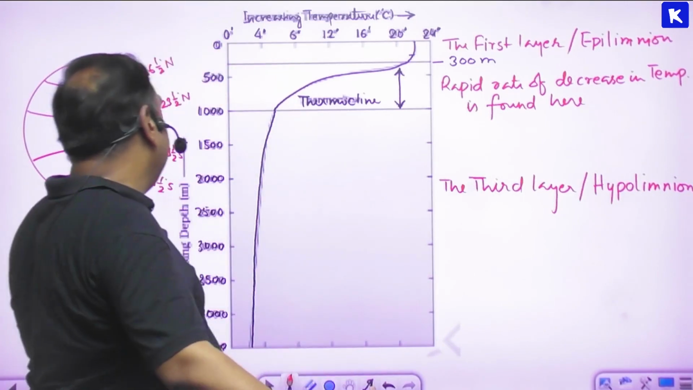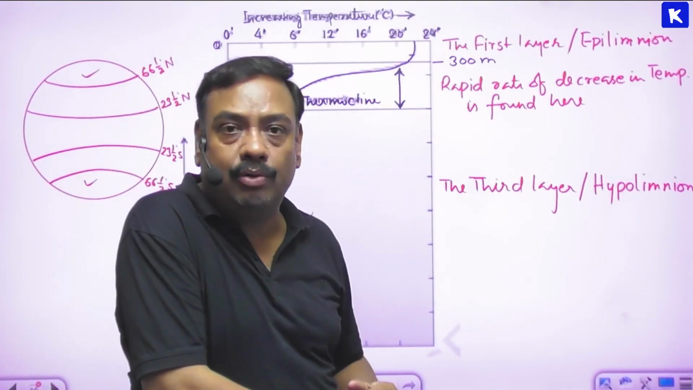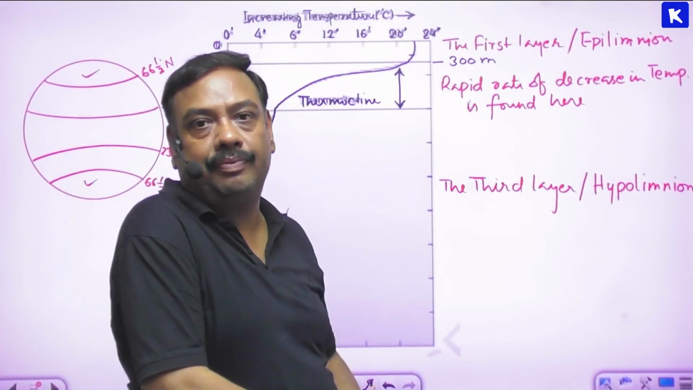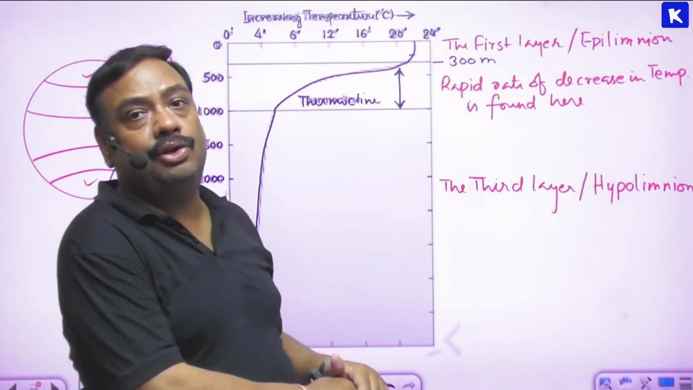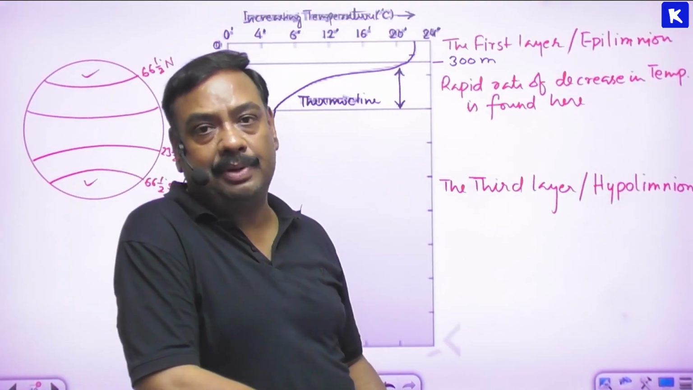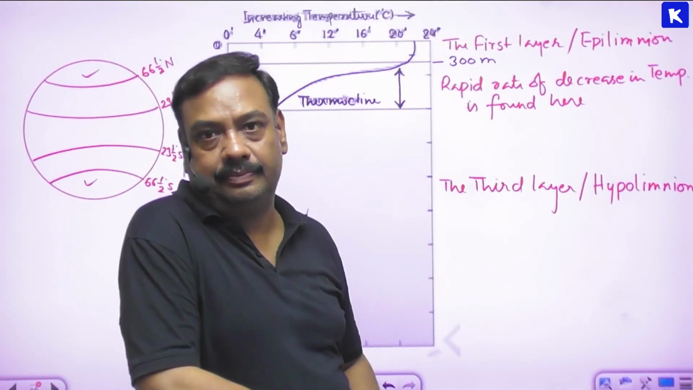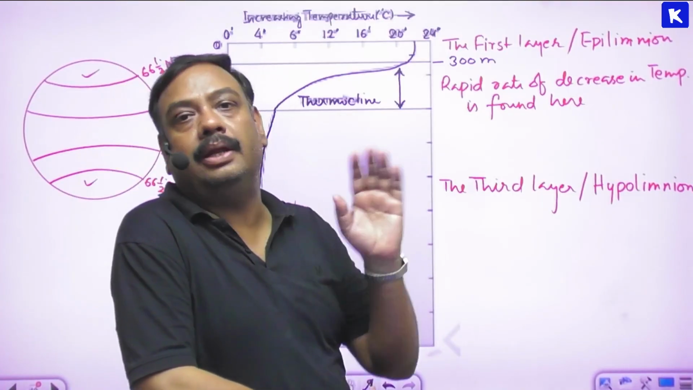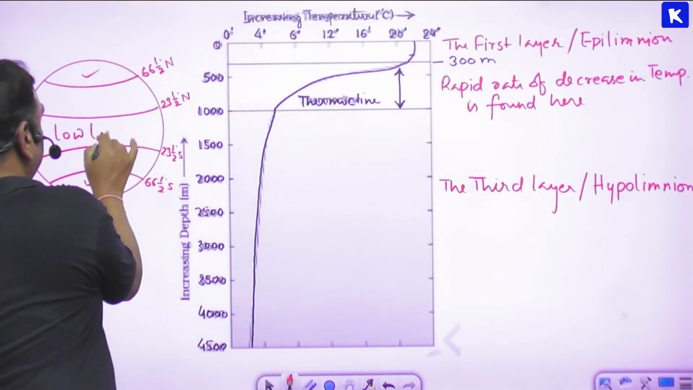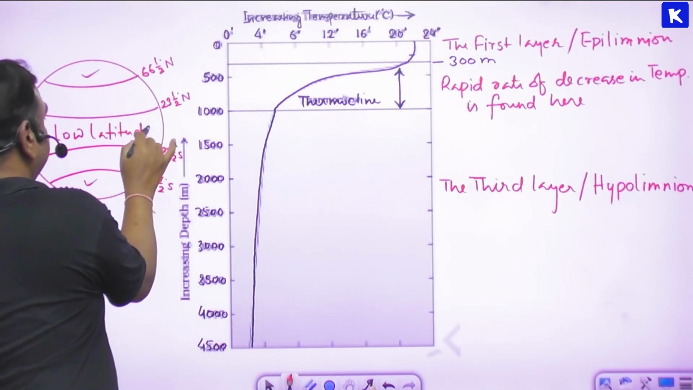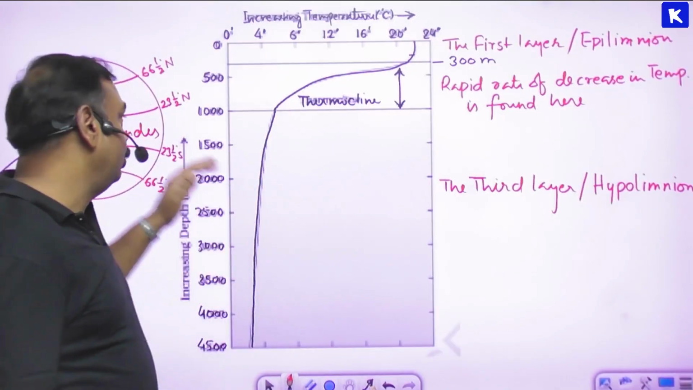But for the middle latitude, again you can observe that this three-layer system of distribution of temperature is found, but there is a condition. What is that condition? The condition is that in the middle latitude, this three-layer system of distribution of temperature is formed only in their respective summers, not throughout the year. For the low latitudinal region, the three-layer system of distribution of temperature is formed throughout the year.